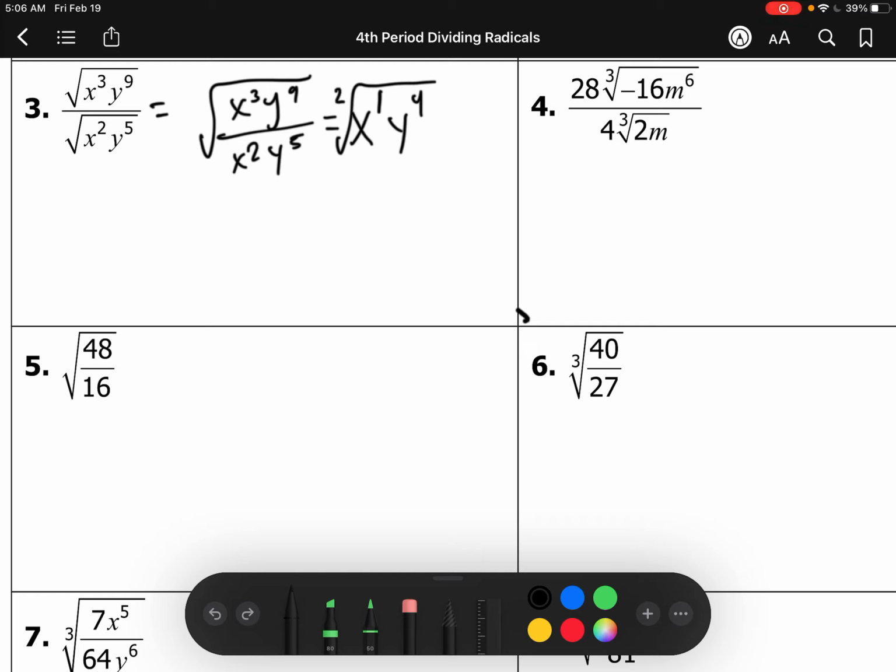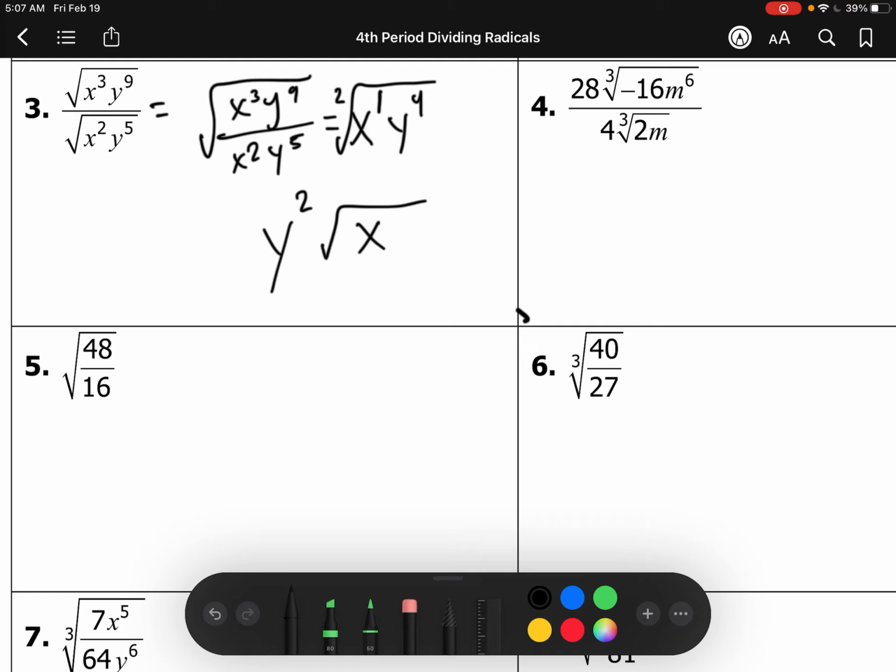And then when you take the square root of a variable raised to an exponent, your answer is going to be the variable, and then the exponent that you apply is going to be the exponent in the radical divided by your index. So 4 divided by 2 would be 2. So if I take the square root of y to the fourth, that would be y squared. And then I can't take the square root of x to the first power or simplify it at all. So this just becomes y squared times the square root of x.